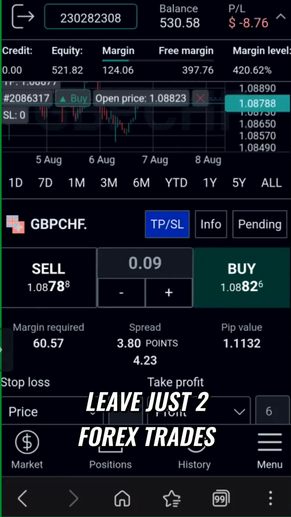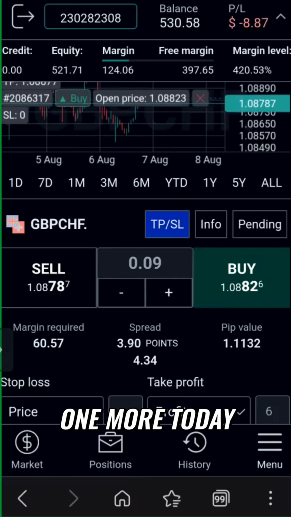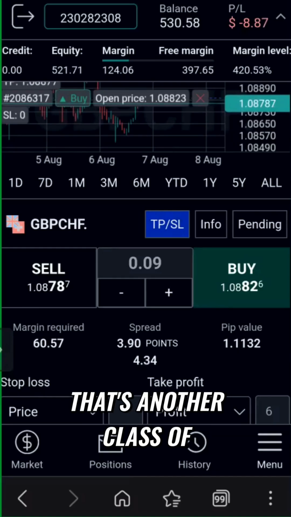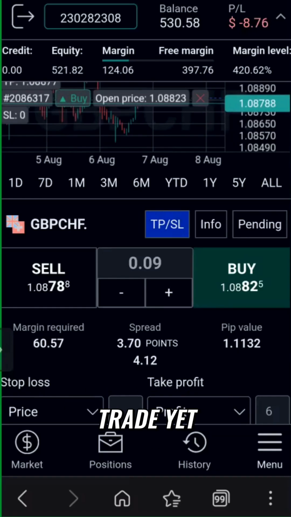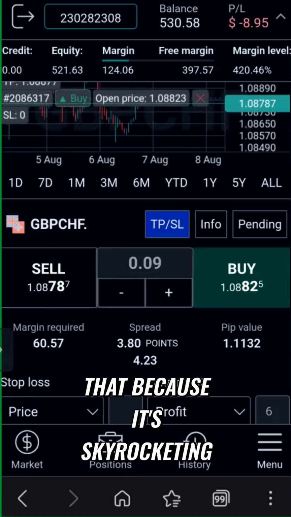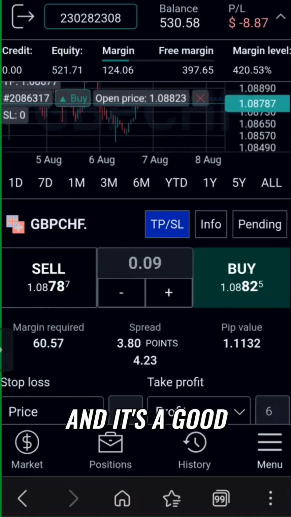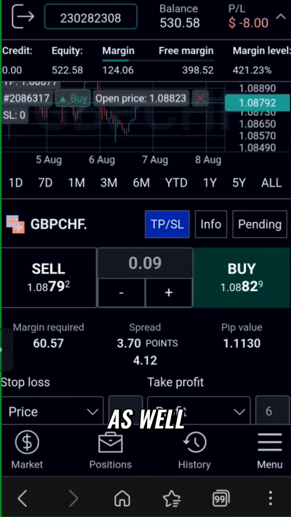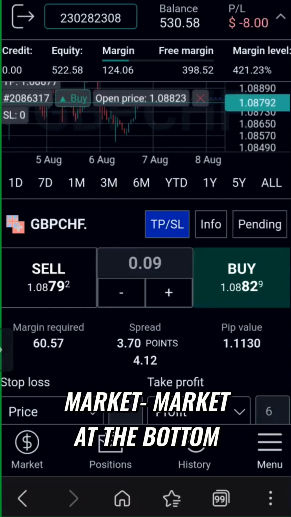Leave just 2 Forex trades, and you're going to add one more today, but not on Forex, but on gold. That's another class of asset that you didn't trade yet, but I want you to take advantage of that because it's skyrocketing, and it's a good opportunity for you to possibly buy that a little bit for yourself as well. So click on the market at the bottom, market.